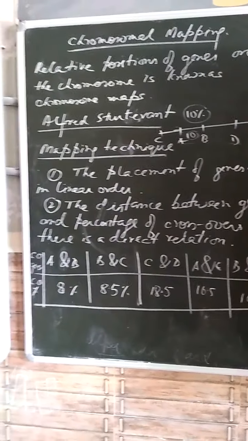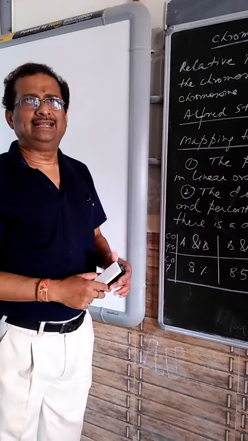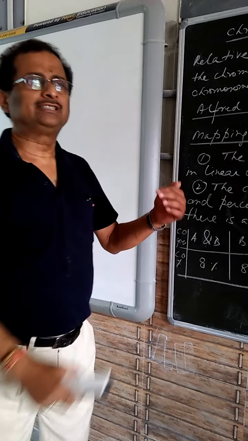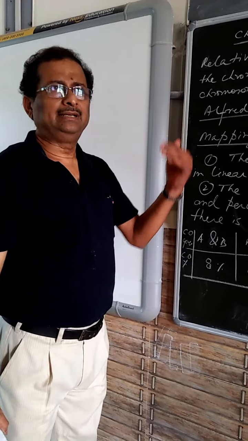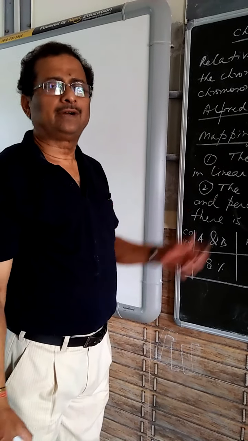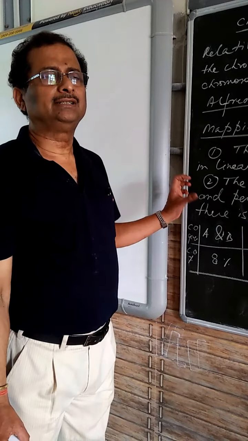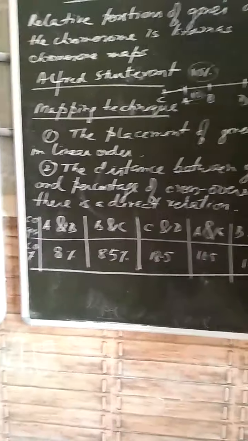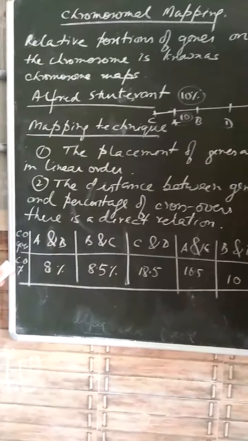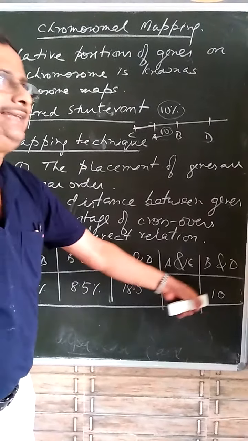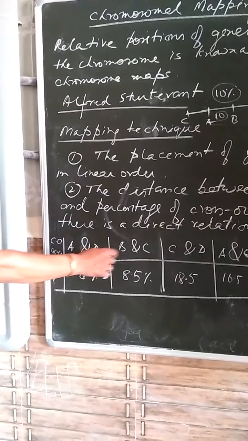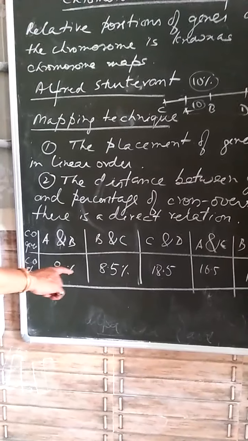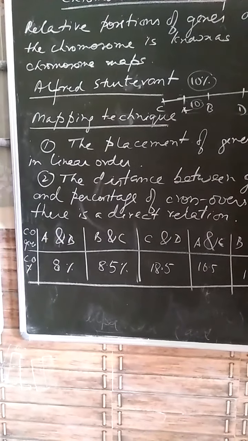Now this is expressed as centimorgan, decimorgan, or morgan according to the units. The unit can be smaller, the unit can be larger. Since it was found by Morgan, in the name of Morgan, this unit is given like that. Now here we will take an example of the mapping technique. Suppose here A, B, C and D, there are 4 genes, and a certain percentage of crossover is given between the two genes.